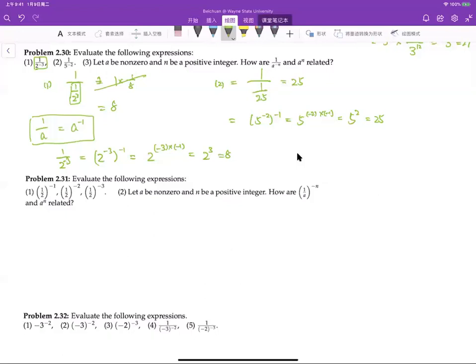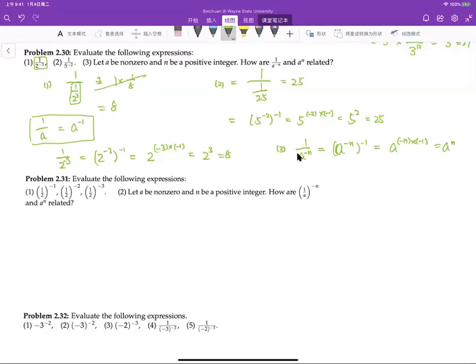All right, so number 3. Let a be a non-zero number and n be a positive integer. How are 1 over a to the negative nth and a to the nth related? Just like what we did, 1 over a to the negative nth is always equal to a to the negative nth, to the negative 1. That's equivalent to multiplying the two exponents together, so the exponent will be n eventually. So basically they are equal. Okay.